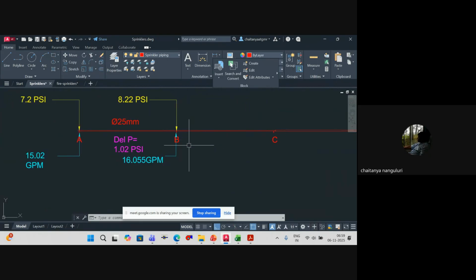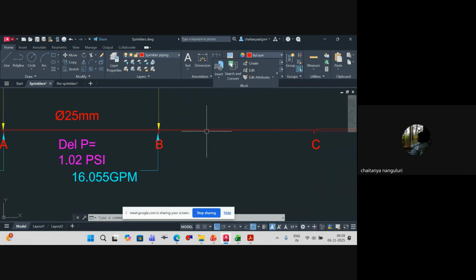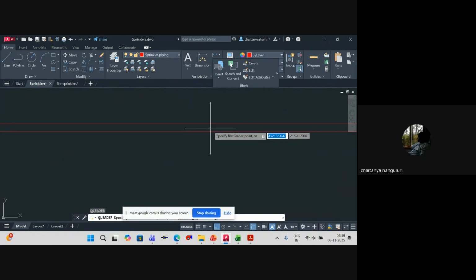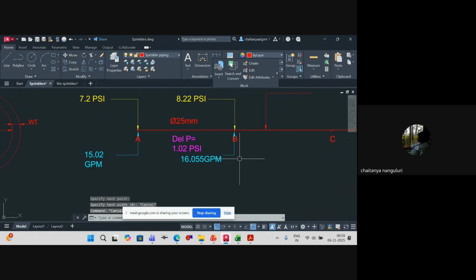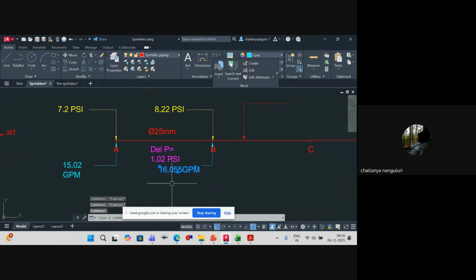If you consider the pipe section B to C, say you wanted to understand the flow rate in this piece of pipe, it is the summation of these two. So it's 15 plus 16. How much will it become? 15 to 30, 31 point something.